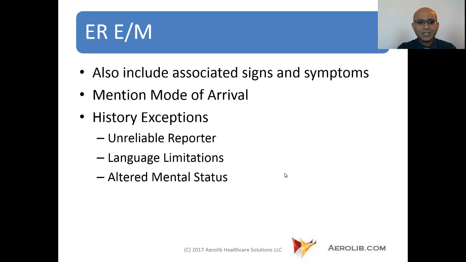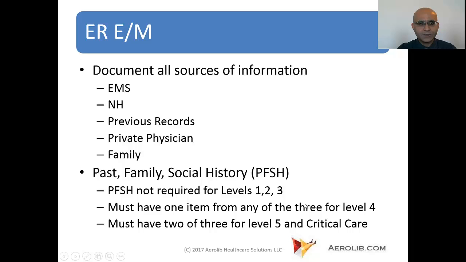History should be from the patient, unless you have exceptions of an unreliable reporter, language limitations, or altered mental status. But all this needs to be documented on your T-sheet. So document all sources of information, whether it's from the EMS, from the nursing home, from previous records, private physician when you call them via phone, or with the family.